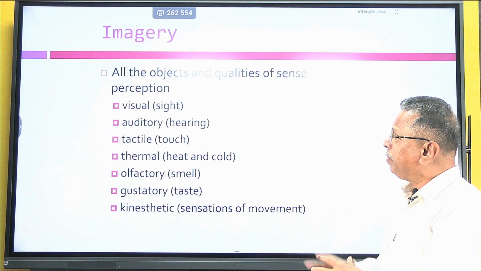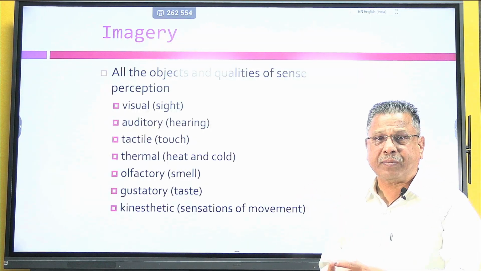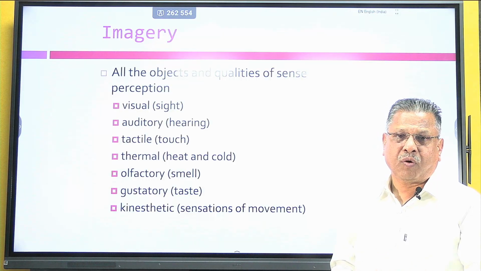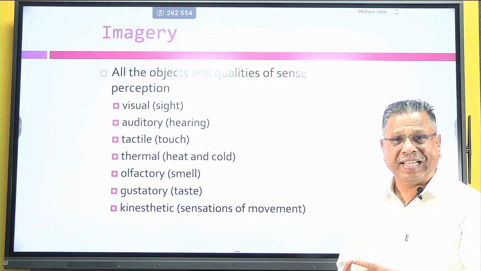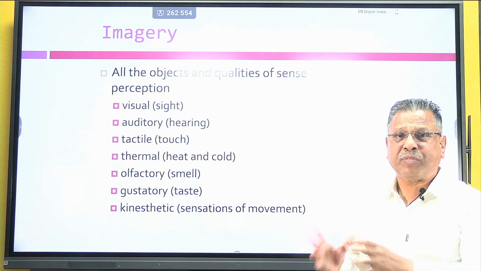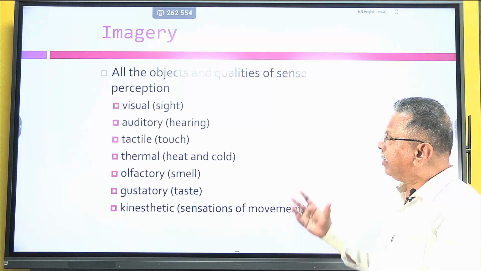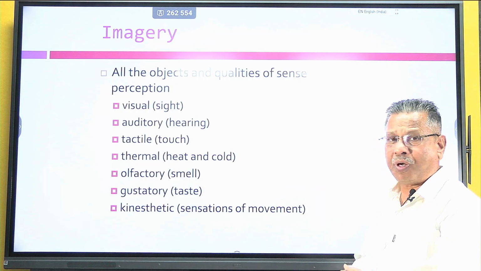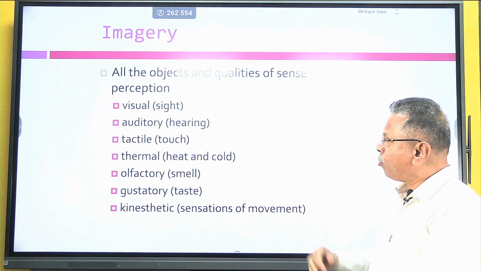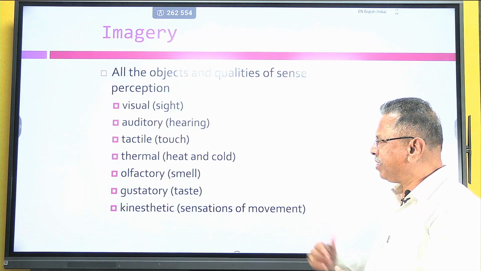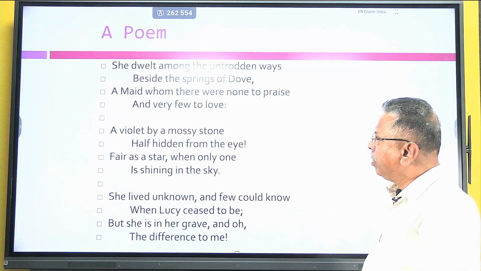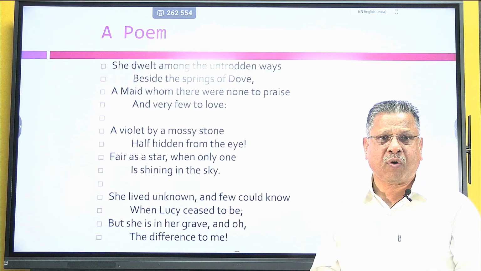Now, imagery is a concept which has something to do with images. We have important senses through which we experience the world, and imagery has something to do with visual kind of context, auditory, tactile, thermal, olfactory, gustatory, kinesthetic. These are the different ways through which we can have images.